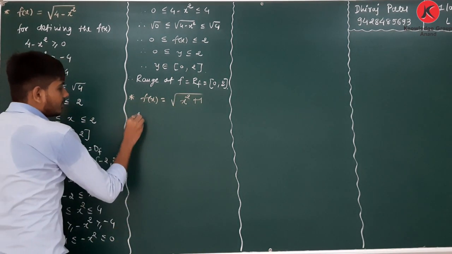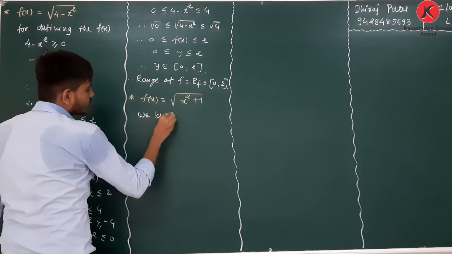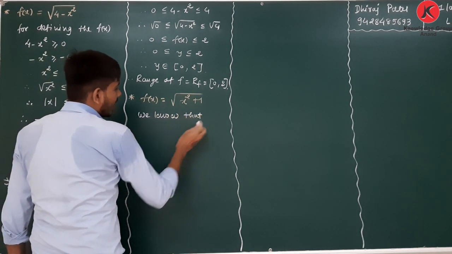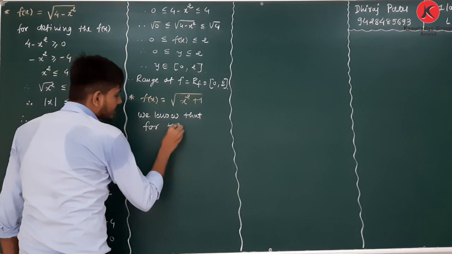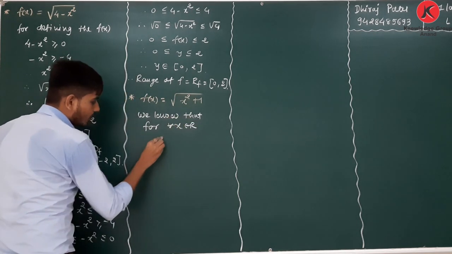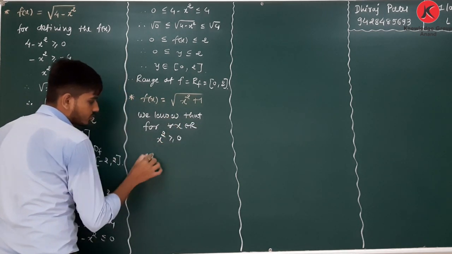We know that, we'll write the statement: for every x belongs to R, x square is always greater than equals to 0.